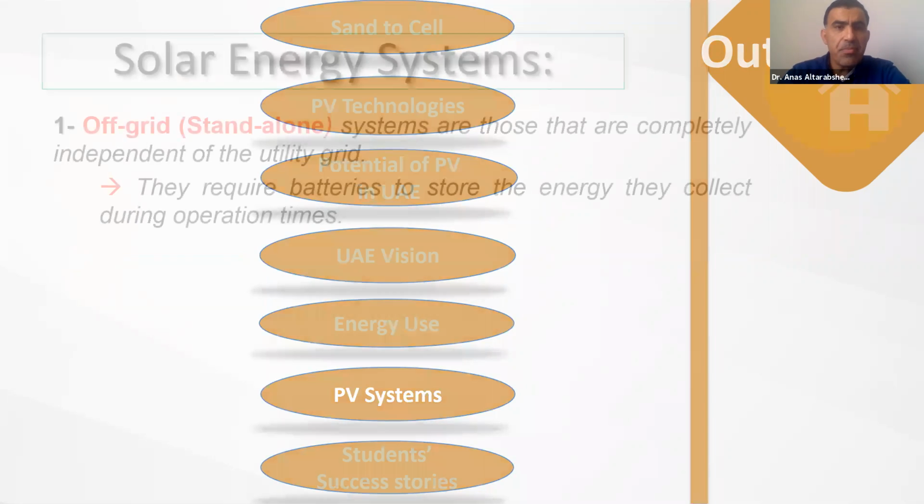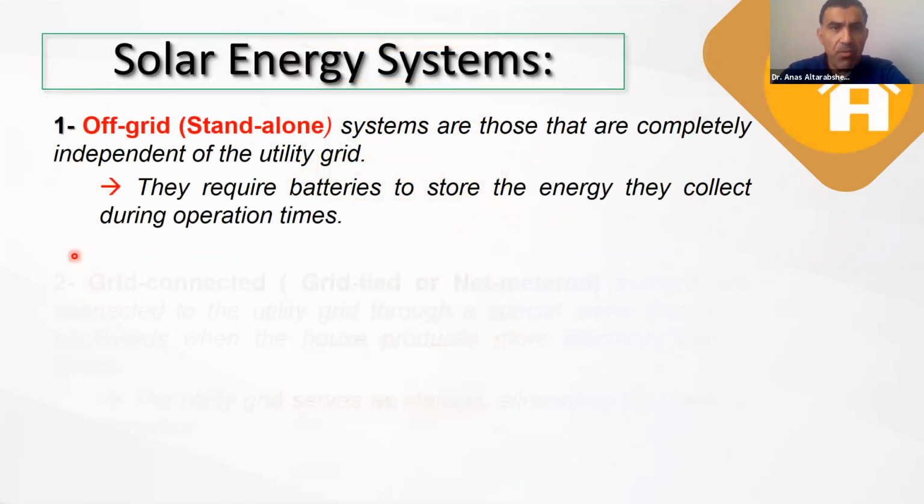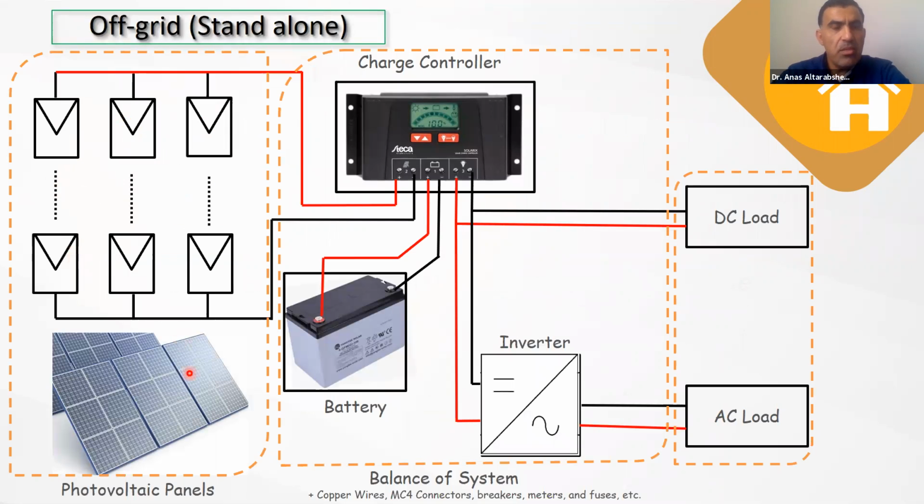The first type of the solar energy systems is called the off-grid, or some people call it standalone, where the systems are completely independent of the utility grid. They require batteries here to store the energy they collect during the operation. So this is the main structure of these off-grid systems. Here, those are the modules. The modules can be connected in series to increase the voltage and can be connected in parallel to increase the current. All in all, we can increase the power.